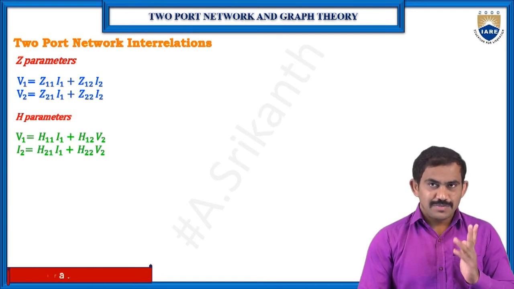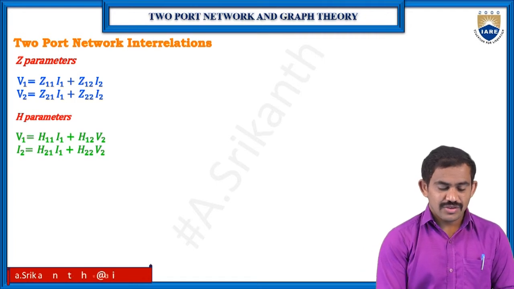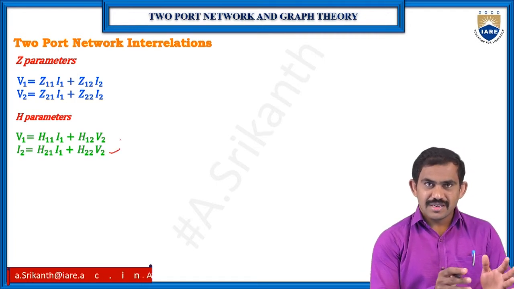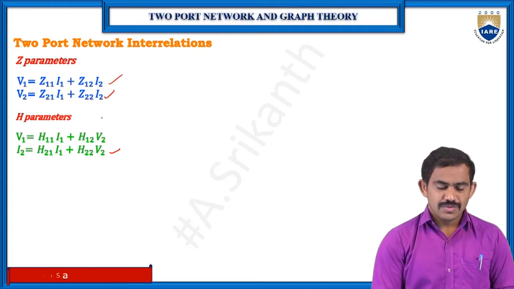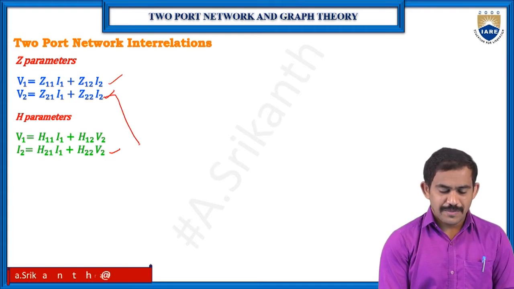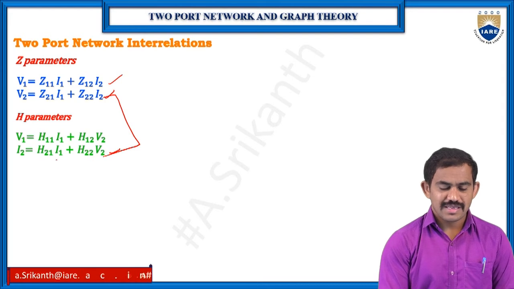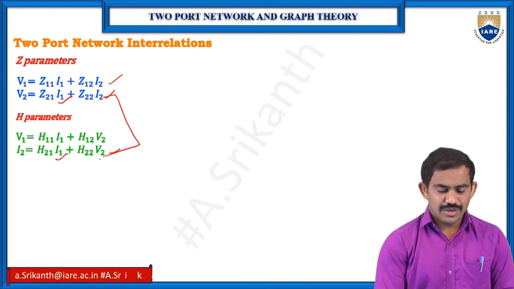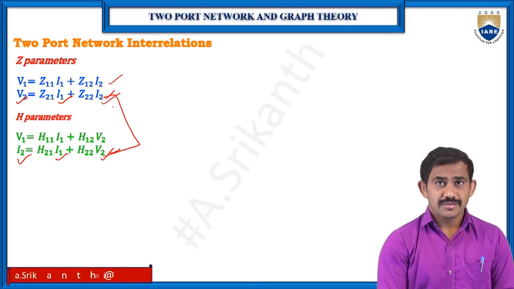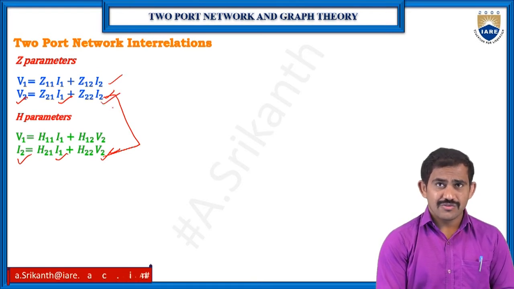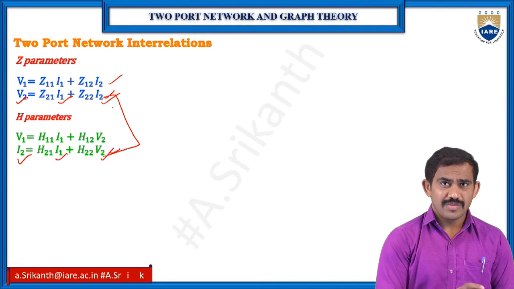Observe the H parameters values. So the I2 equation. Just observe clearly and compare it with these two equations. So these two you can compare. Here I1 is there, here I1 is there, V2 is there, V2 is there, I2 is there, I2 is there. If you compare both the equations, I will get the remaining values.